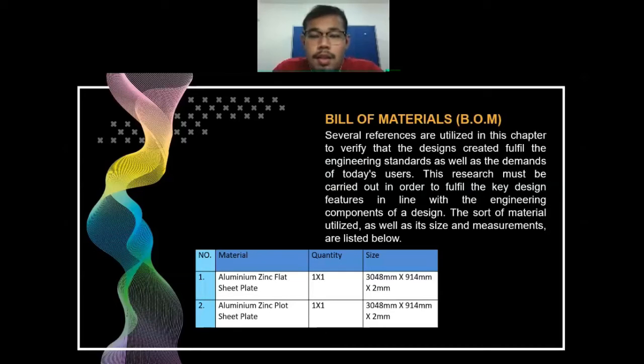I will continue on this slide about the bill of materials. Several references are utilized in this chapter to verify that the design created fulfills the engineering standard as well as the demand of today's user. This research must be carried out in order to fulfill the key design feature in line with the engineering component of a design. The sort of material utilized as well as size and measurement are listed below. We use two materials, aluminum zinc flat sheet plate and aluminum zinc flat sheet plate.